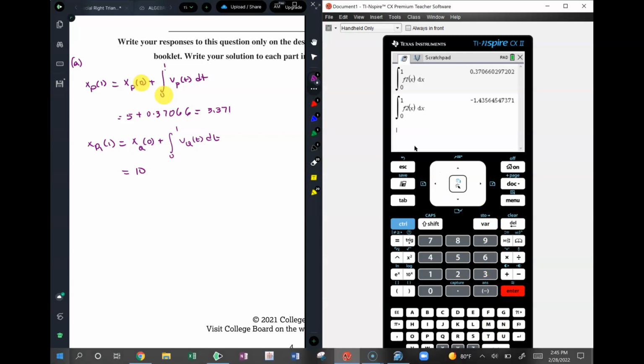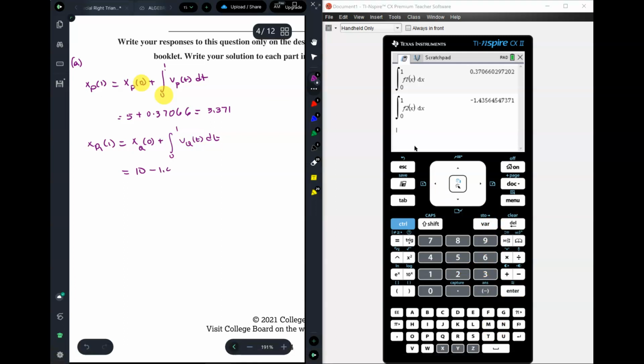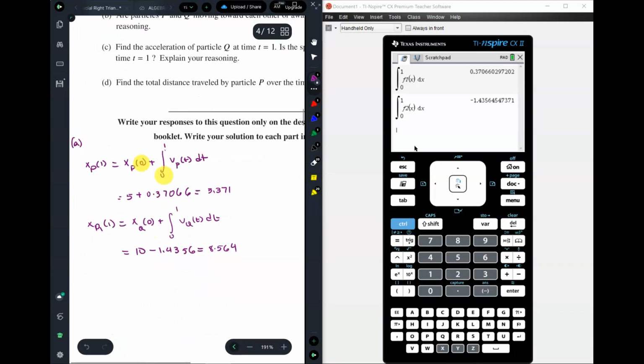Okay? So that's negative 1.4356. So that's 8.564. And this will give you full credit because you've labeled everything to 3 decimal places. You've shown everything. Good. Okay, Part B.